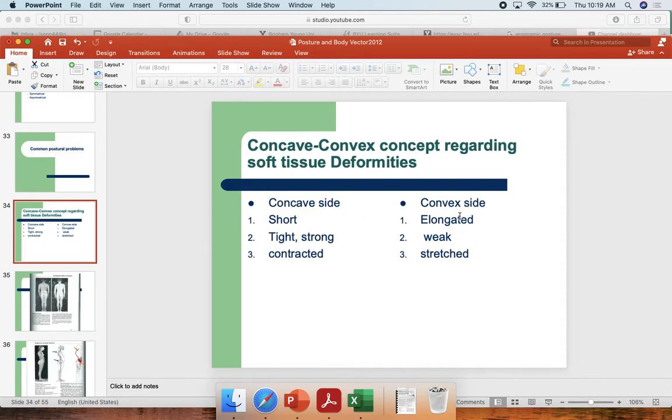We can take nearly any postural deficiency or faulty posture, and we can usually identify a concavity in the body and a convexity. And just remember, on that concave side, we're talking short, tight, contracted, excess pressure. On the convex side, it's weak, it's long, and it's usually less pressure. Okay, so keep that in mind as we roll through some of these slides.